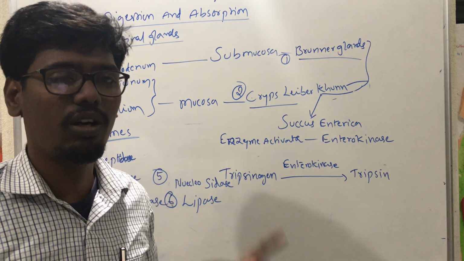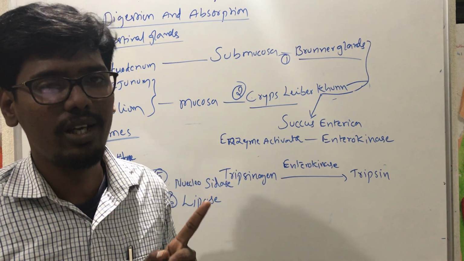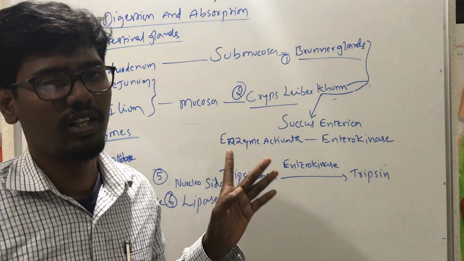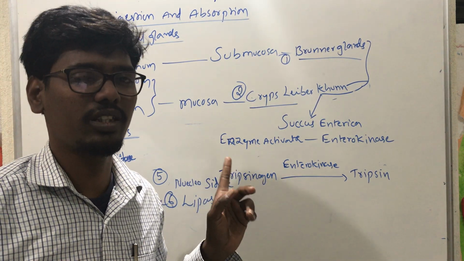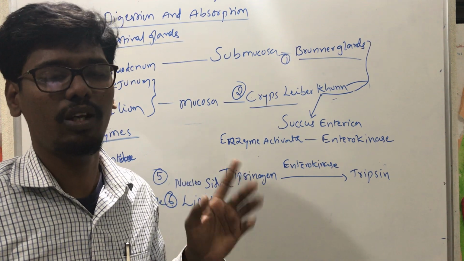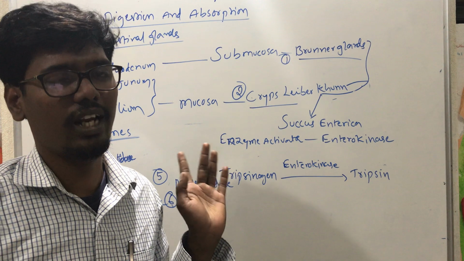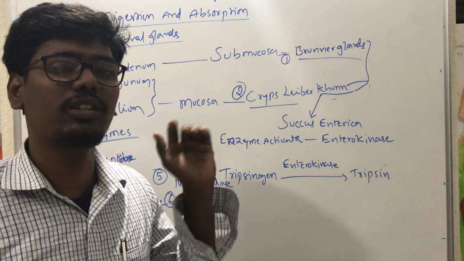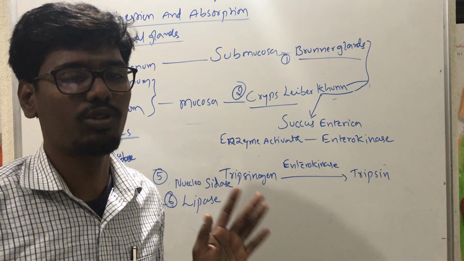The first is the buccal cavity. Buccal cavity means mouth. The mouth has salivary glands. Three pairs of salivary glands are present in human beings, and the fourth, the infraorbital gland, is absent in human beings. The saliva releases salivary amylase. It is also called ptyalin. And next comes the stomach.